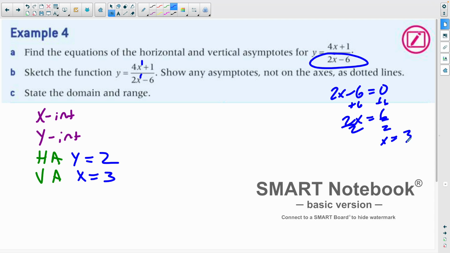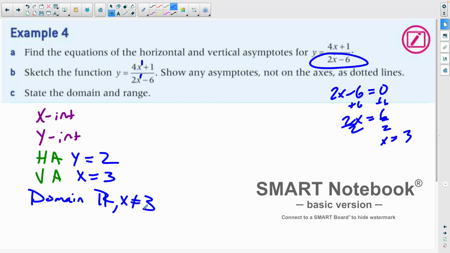Now here's the thing. The denominator and the domain go together in this problem. My domain is all real numbers except what causes the bottom to be 0. So here's how I would say this. My domain is all real numbers except x can't be 3, because at 3 it's undefined and I have a vertical asymptote. So vertical asymptote and domain go together. If you get one, you got the other. Everybody okay with that?